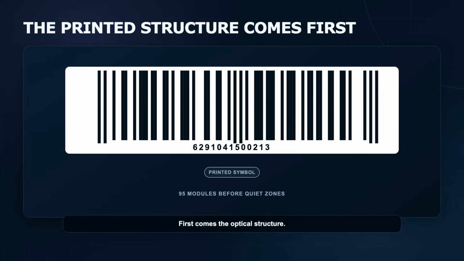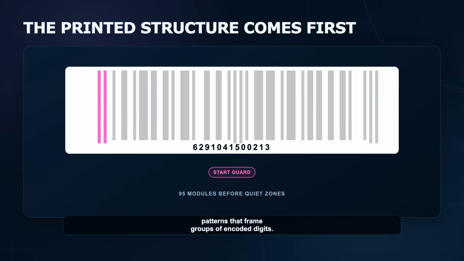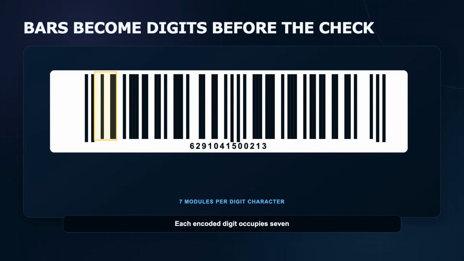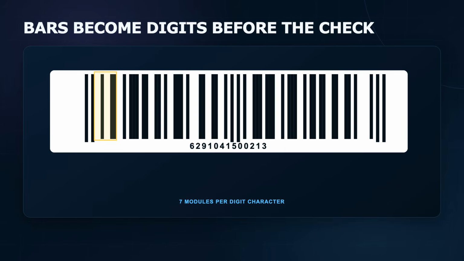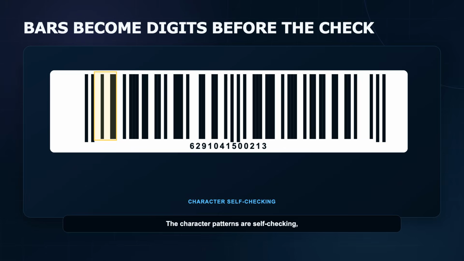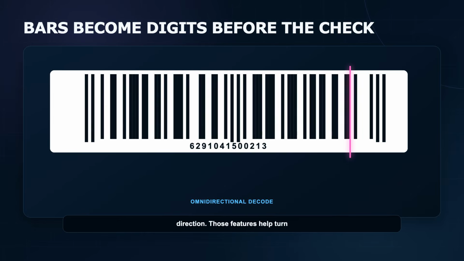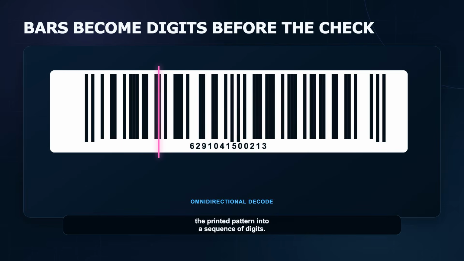First comes the optical structure. A reader does not begin with 13 trusted numbers. It begins with light and dark modules, clear space around the symbol, and guard patterns that frame groups of encoded digits. Each encoded digit occupies 7 modules, selected from defined pattern sets. The character patterns are self-checking, and the symbol is designed to be decoded from either direction. Those features help turn the printed pattern into a sequence of digits.